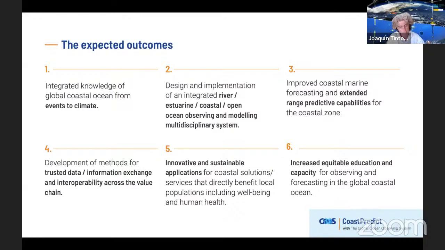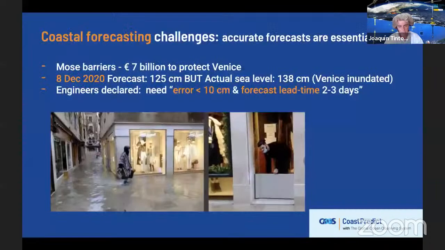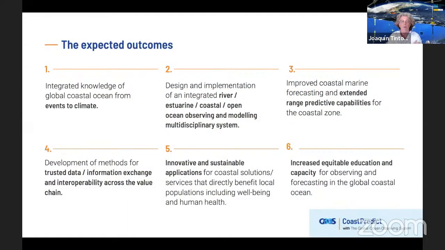With these new methods and these improved capabilities, what we want is to develop solutions. We want innovative and sustainable applications for coastal solutions that directly benefit local populations, including well-being and human health, of course, right now, nowadays. And with all those elements, what we are also working on enhancing is increased equitable education and capacity building for observing and forecasting the global coastal ocean. So those are the expected outcomes. And thank you, next one.